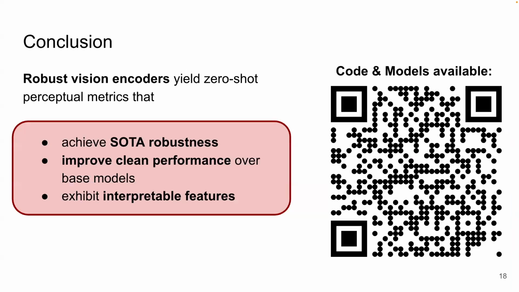And to conclude, we show that the robust vision encoders that we have yield zero-shot perceptual metrics that have strong robustness, and they improve clean performance over the base models, can be used to enable robust content and dataset filtering, and have features that are interpretable in nature.